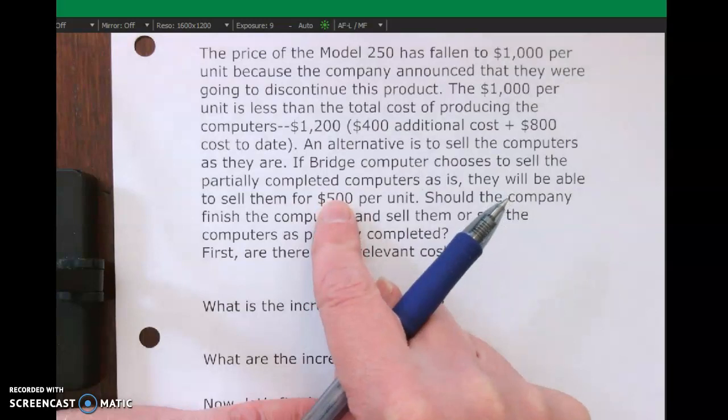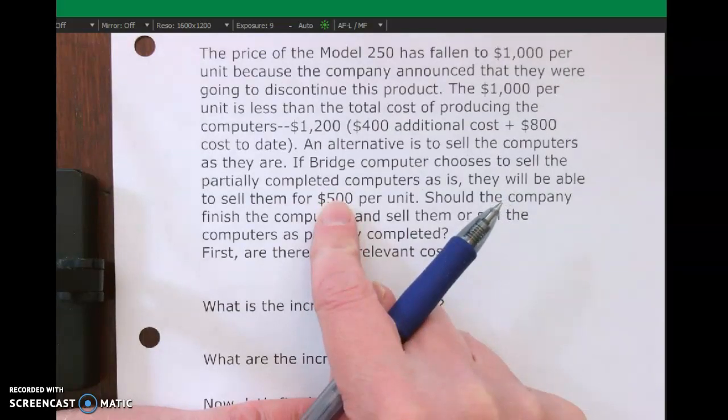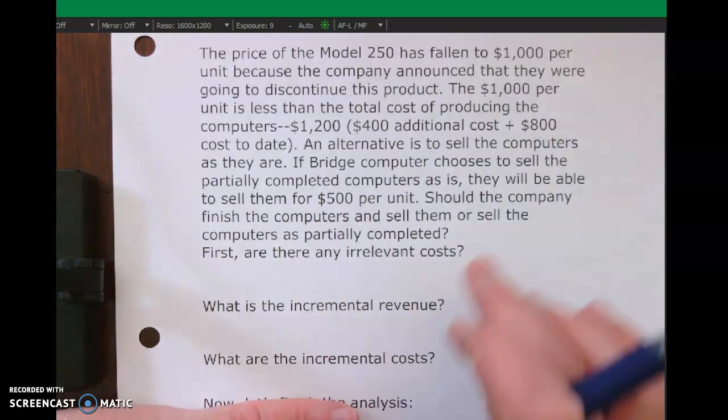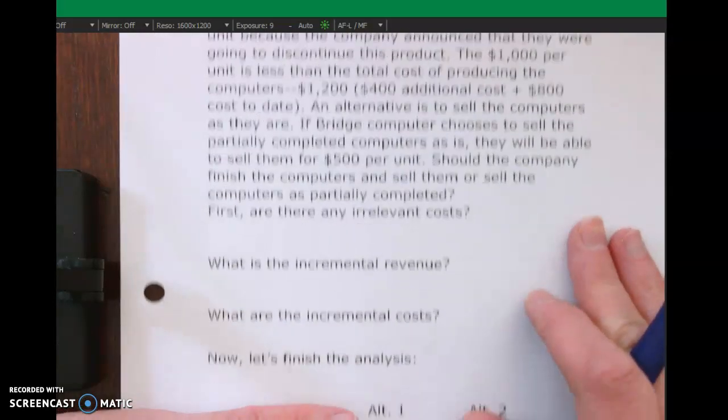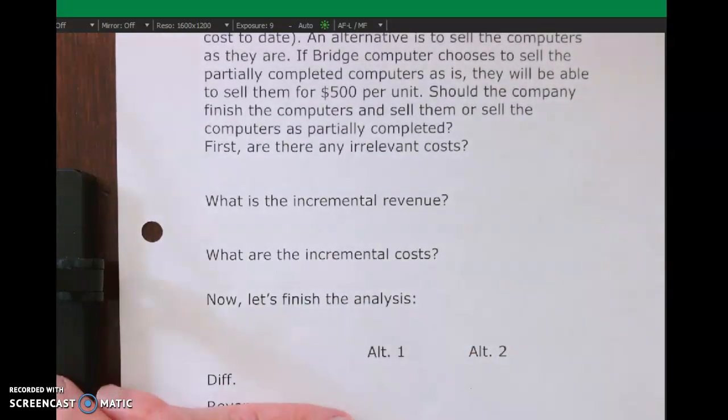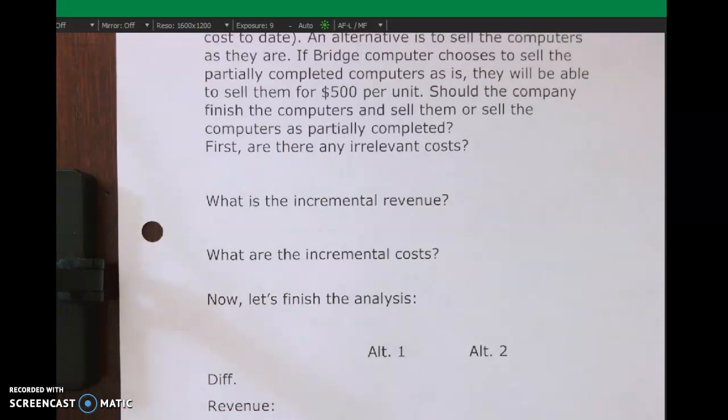If they decide to sell them in the partially completed stage, they sell them for $500 a unit. So the question becomes, should we finish the computers and sell them for $1,000 or sell them as is for $500? When you have a long word problem like this, you have a lot going on, and it can be easy to become overwhelmed. So the first thing you want to do is figure out which things in this word problem are not relevant.